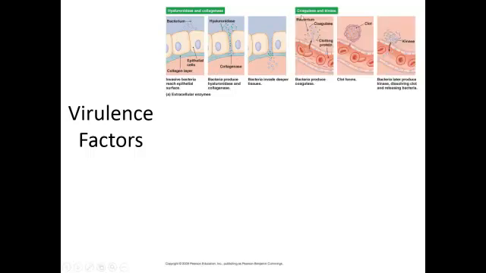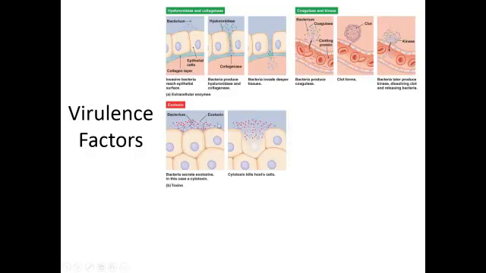Some bacteria produce coagulase and kinase. So here's a bacterium that's escaped into the tissues. It can produce a coagulase, which causes a clot to form around it. This hides it from the immune system. Later on, it produces an enzyme called kinase, which breaks down the clot and allows it to escape into, say, the bloodstream in this situation.